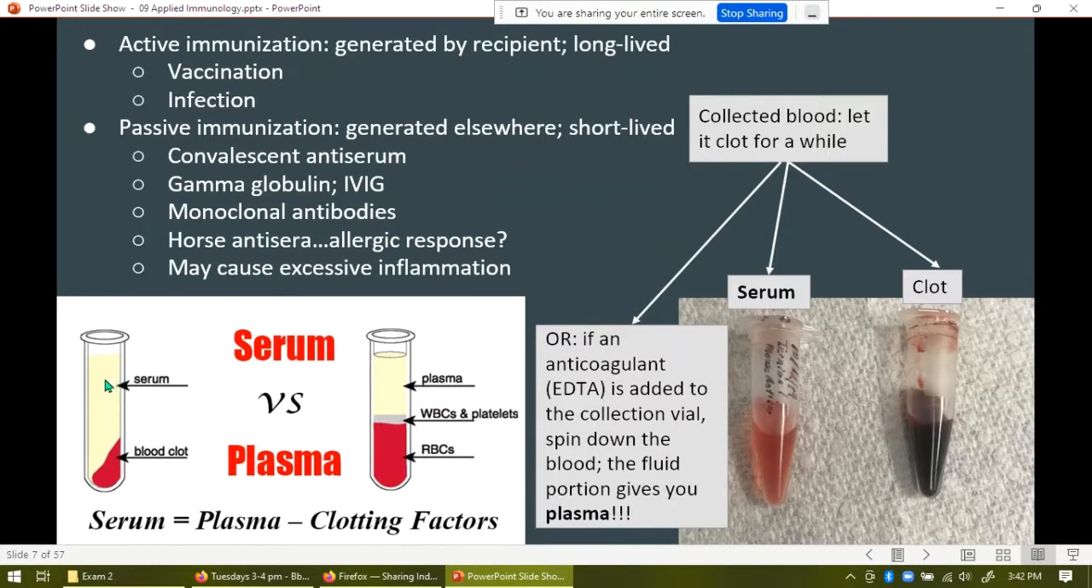Serum, on the other hand, is when you let it clot and then you spin it. Okay, so serum equals plasma minus the clotting factors. So that's a little bit of background on serum versus plasma. Both of them come from the blood.